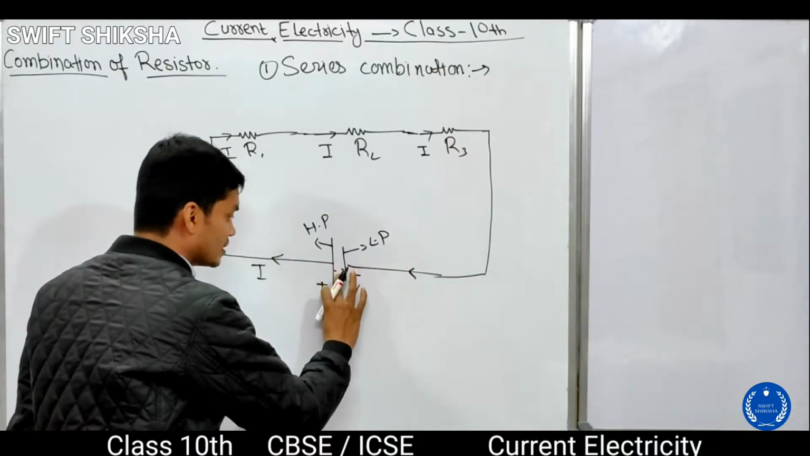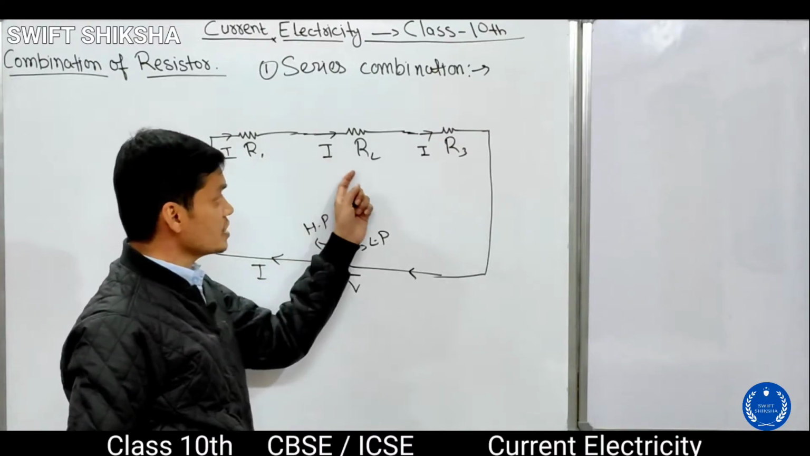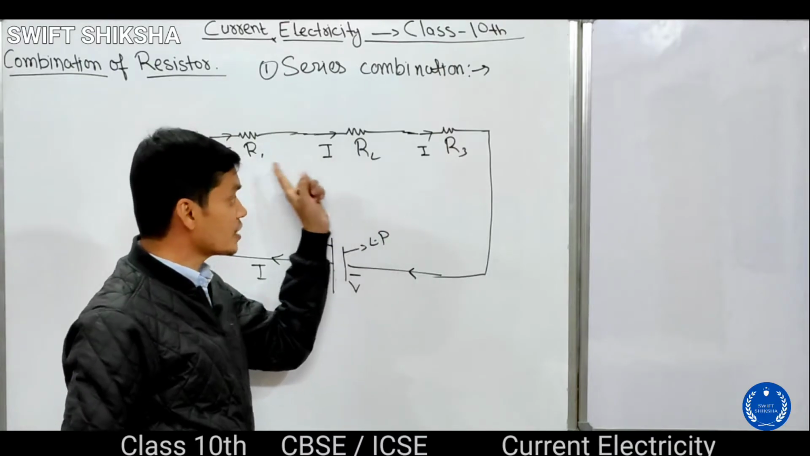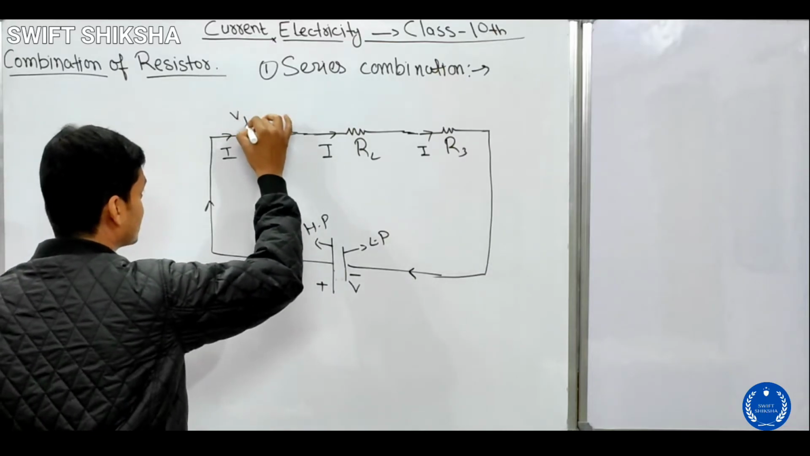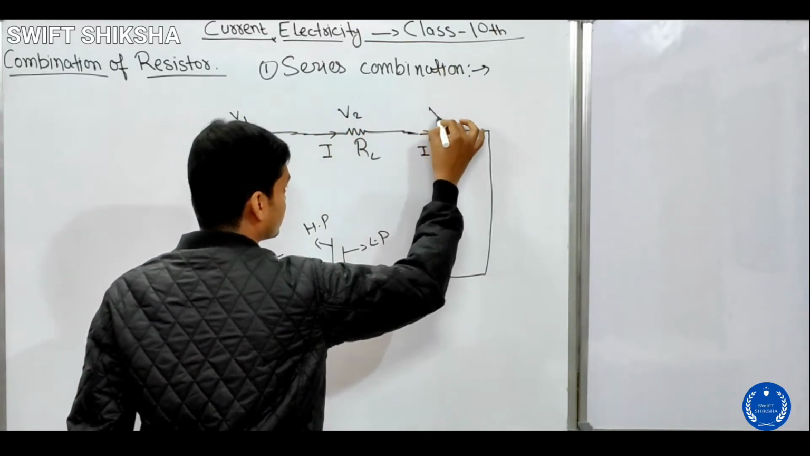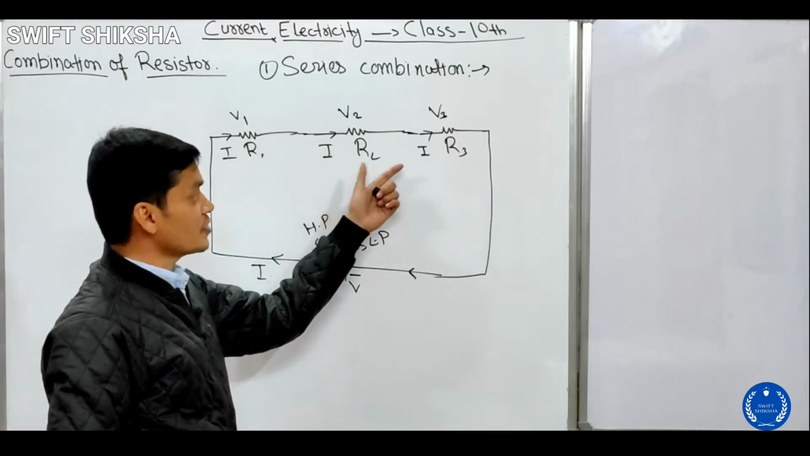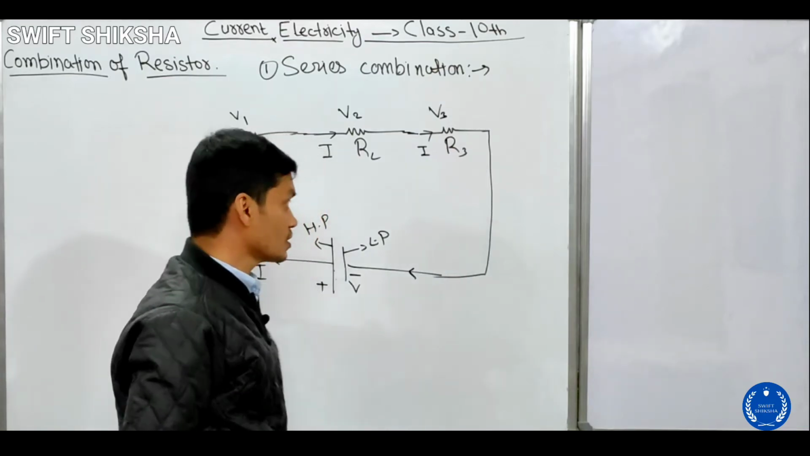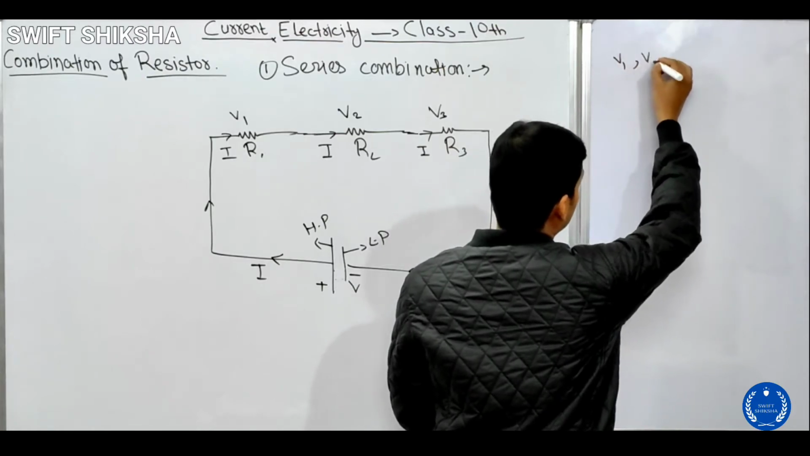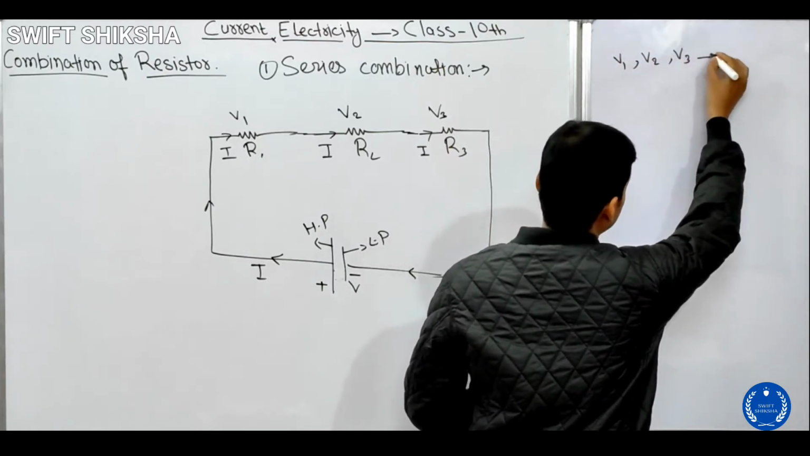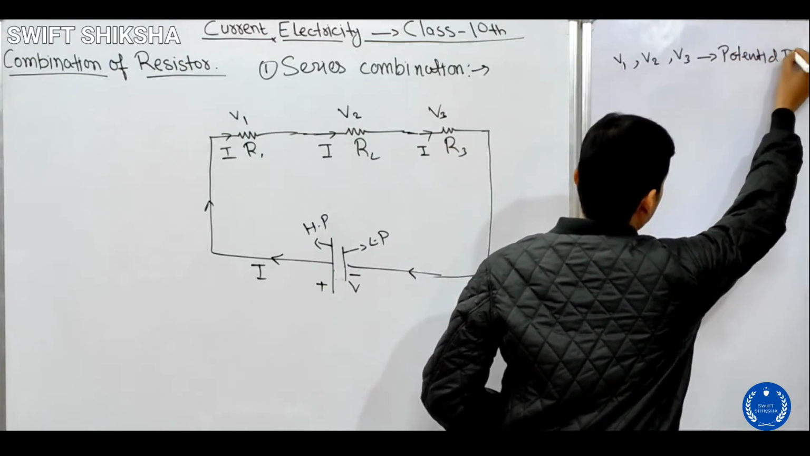The third most important point in series combination: the potential difference across each resistor is different. Here V1, here V2, here V3, and this potential difference is known as potential drop. V1, V2, V3 are known as potential drops. Clear?